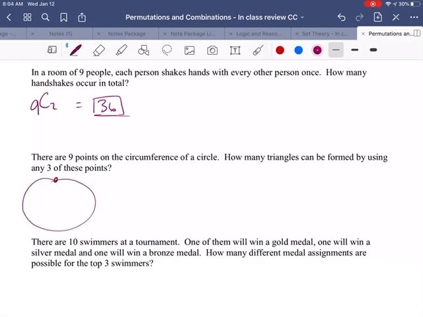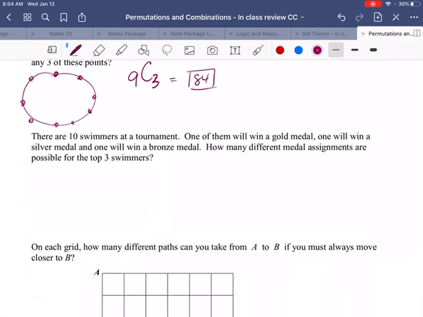9 points on a circumference of a circle. 1, 2, 3, 4, 5, 6, 7, 8, 9. How many triangles can be formed by connecting any of the points? So again, you're having 9 points and you're choosing 3 of them. So there's 84 different triangles.